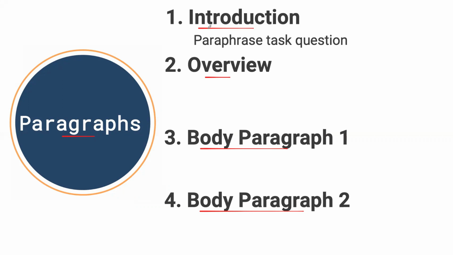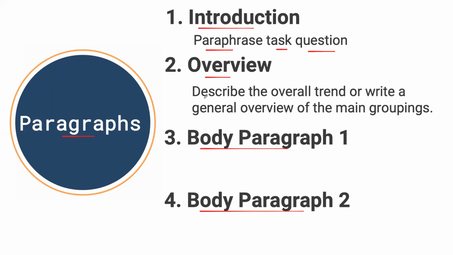In your introduction, you are going to paraphrase the task question. So you're basically saying what is in your writing prompt, but you're using your own words. I'll show you how to do this in just a minute. In your overview paragraph, you are going to describe the overall trend or write a general overview of the main groupings. We've just done this, and we are going to focus on this first part here.